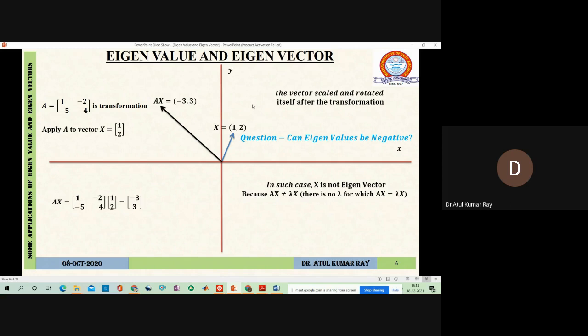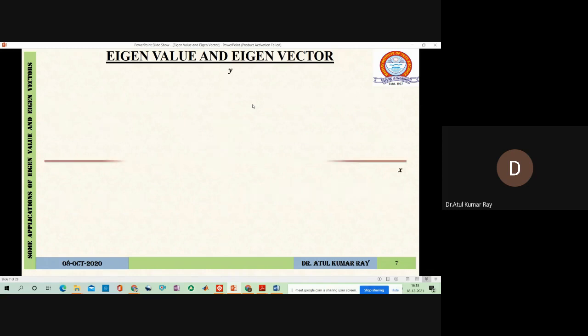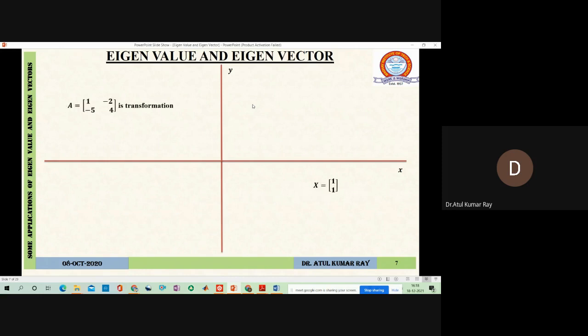And now the next question: can eigenvalues be negative? Why am I telling all this? Because this will help us in understanding the physical concepts. Can eigenvalues be negative? So let's see this transformation. Again, I have taken the same transformation, because with the same transformation it is easier to understand the concept. So this time I have taken a vector 1, 1, and I have applied this transformation A over 1, 1, and I get minus 1, 1.